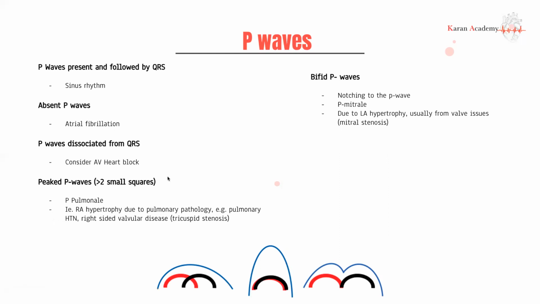So a peaked P wave is when your P wave is much taller than what it should be, versus bifid, and it kind of looks like this. And this is what it kind of looks like. Okay, so let's talk about why that happens.